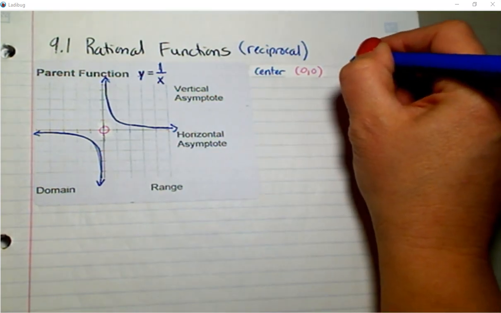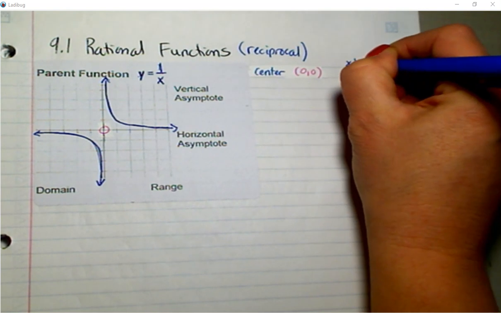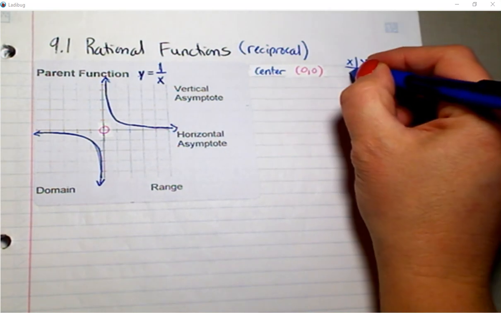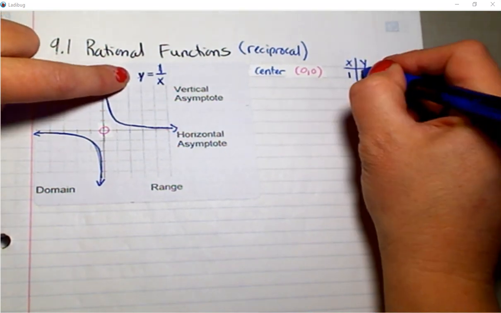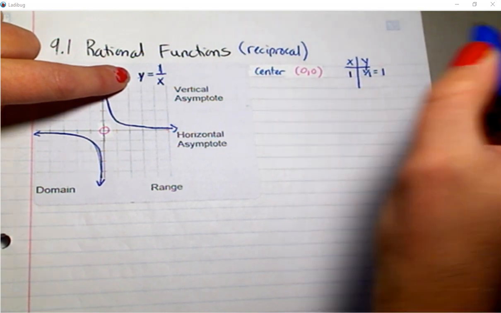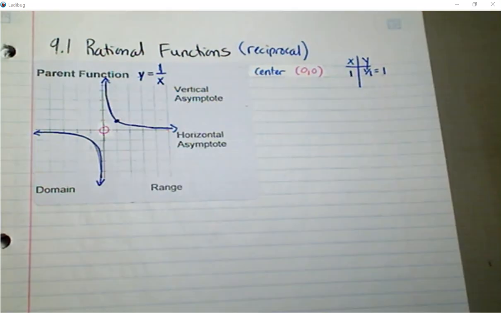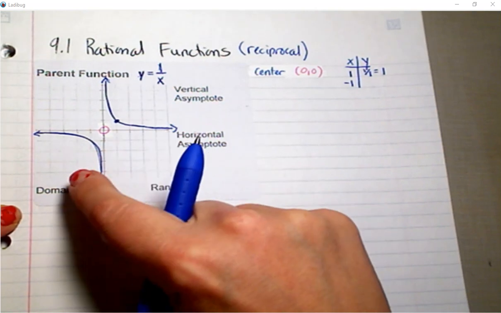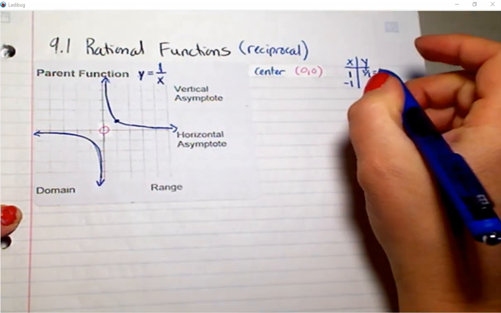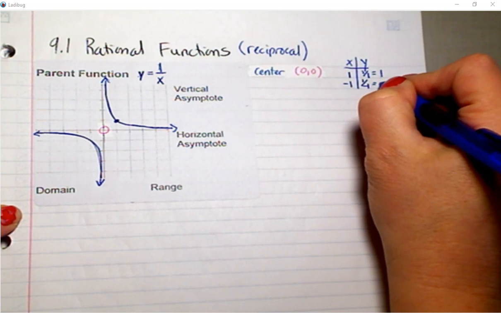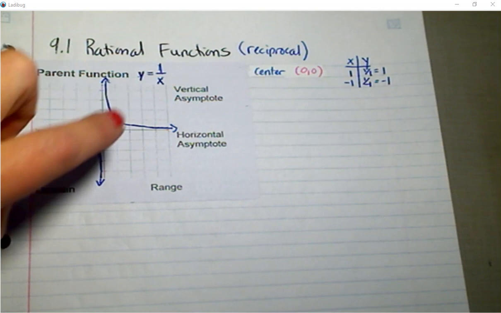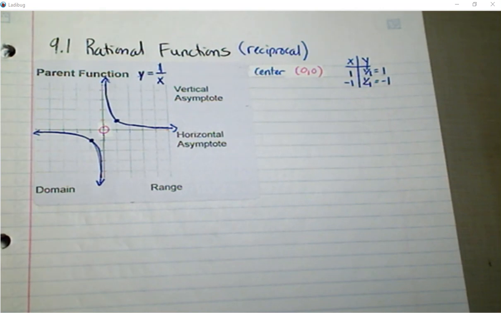Now, there are two very easily identifiable points. So I'm going to do my table of points, much like I would for the parabola. If I plug in 1, I get 1 over 1, which is 1. So (1, 1) is an easily identifiable point. And then I'm going to plug in negative 1 as well, because I would like to have a point on each of these pieces. I get 1 over negative 1, so (-1, -1). Notice that these two pieces are symmetric.